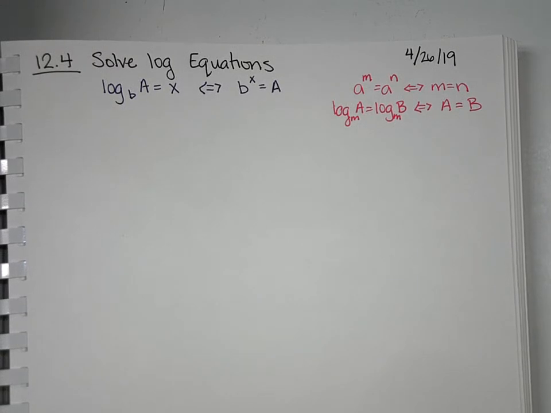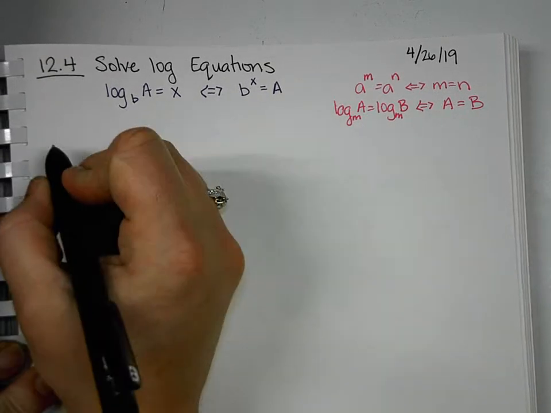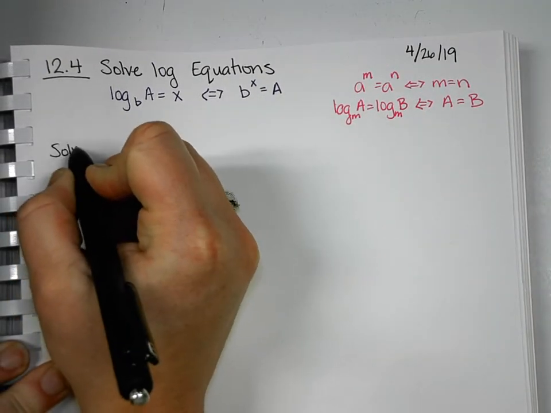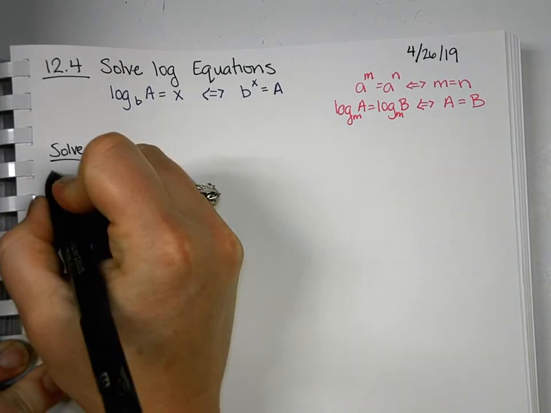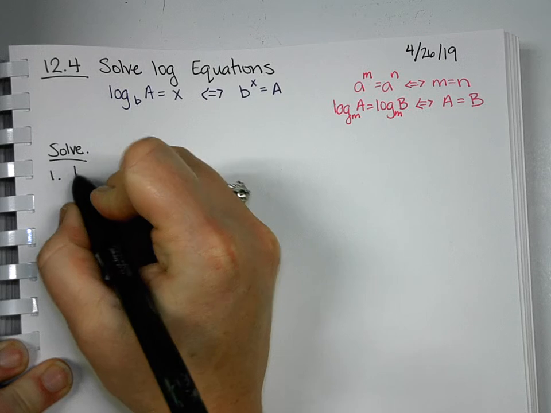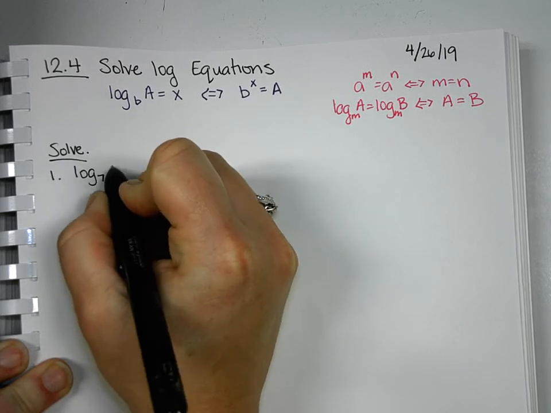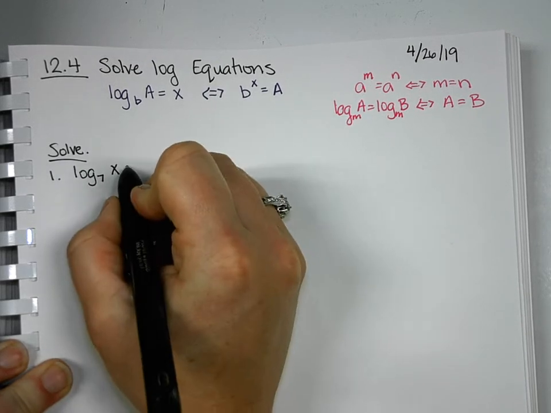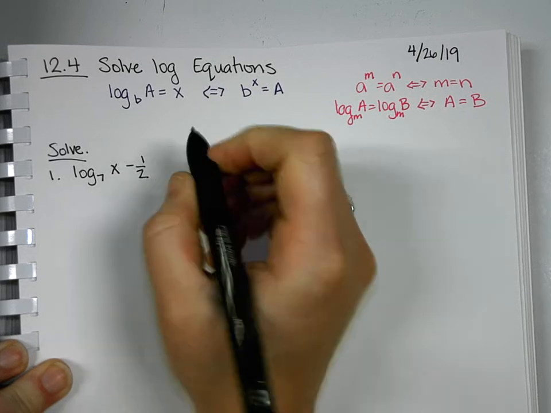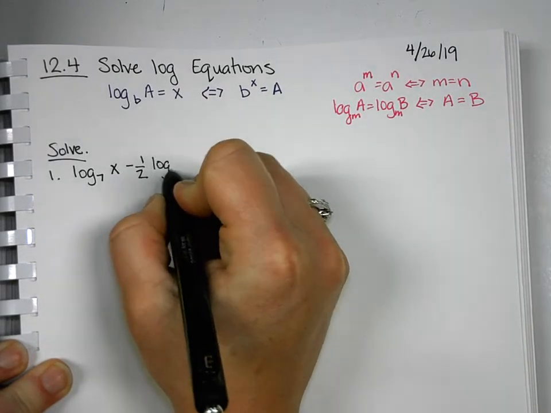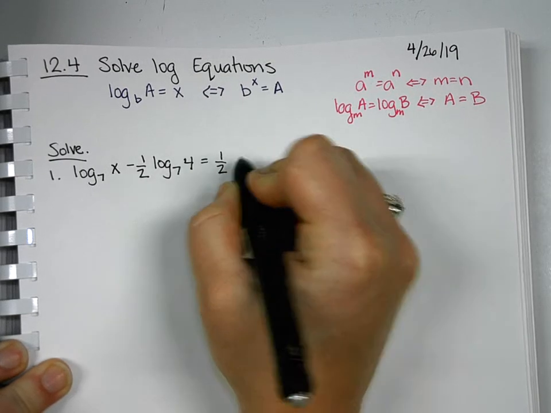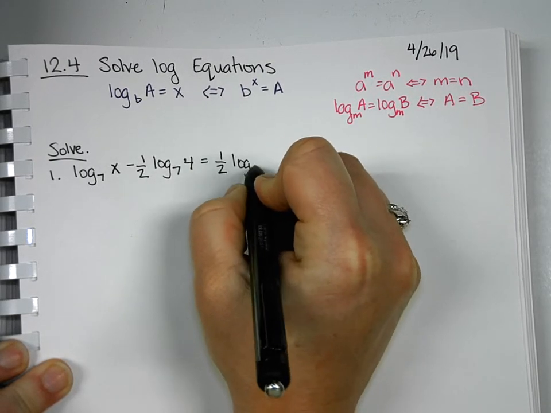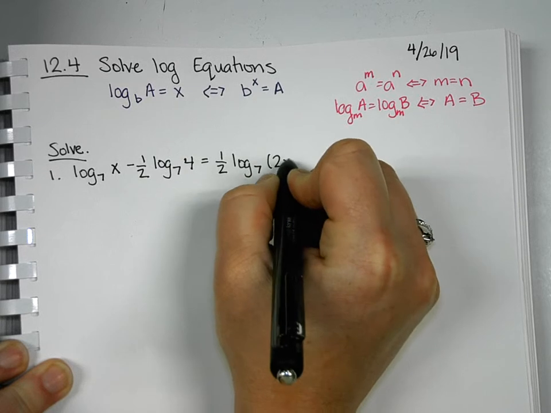So let's go ahead and go through some examples. On all of these we are solving for x or y or whatever the letter is. Our first one: log base 7 of x minus 1/2 log base 7 of 4 equals 1/2 log base 7 of 2x minus 3.